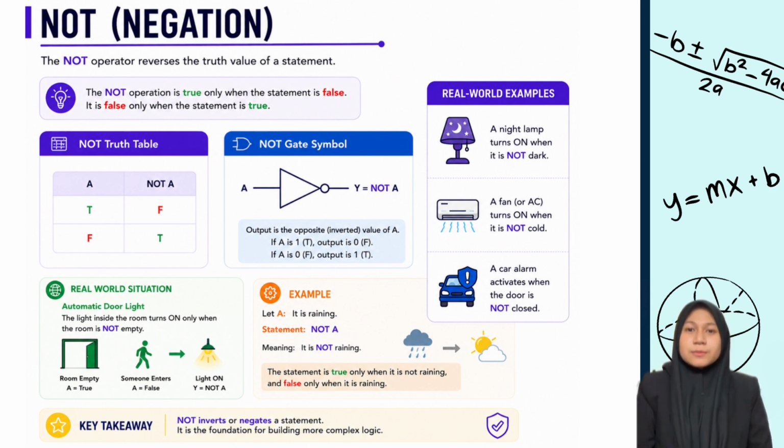The NOT operation is represented by a NOT gate. The output is always the opposite of the input. For example, if the input is 1, the output becomes 0. Let's look at an example. If statement A is "it is raining," then NOT A means it is not raining.